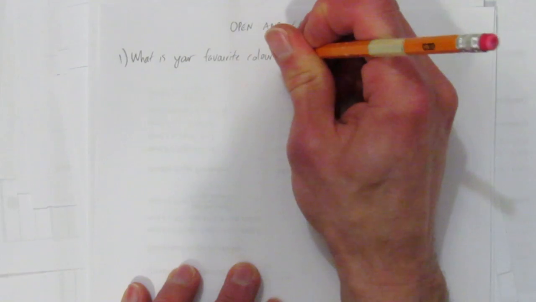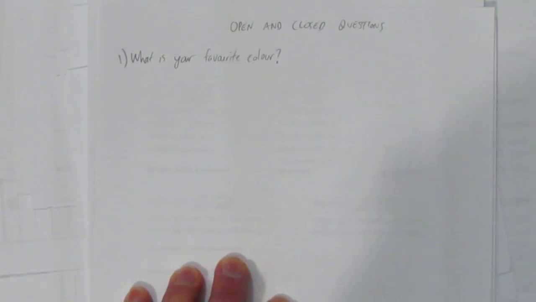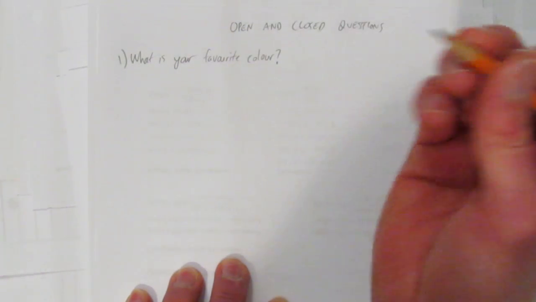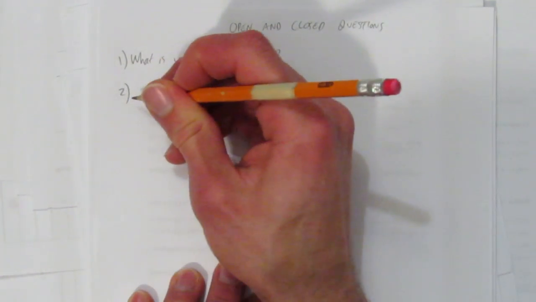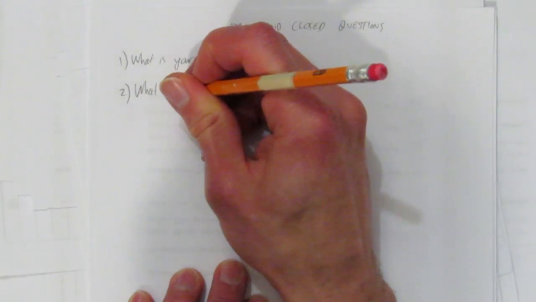This is an open question because the responder gets to choose what they're going to answer. They can pick any color at all, and you didn't suggest anything. That helps avoid bias, because they can pick whatever they want. That's an open question. Let's do another one. Another open question would be something like, what is your favorite team?